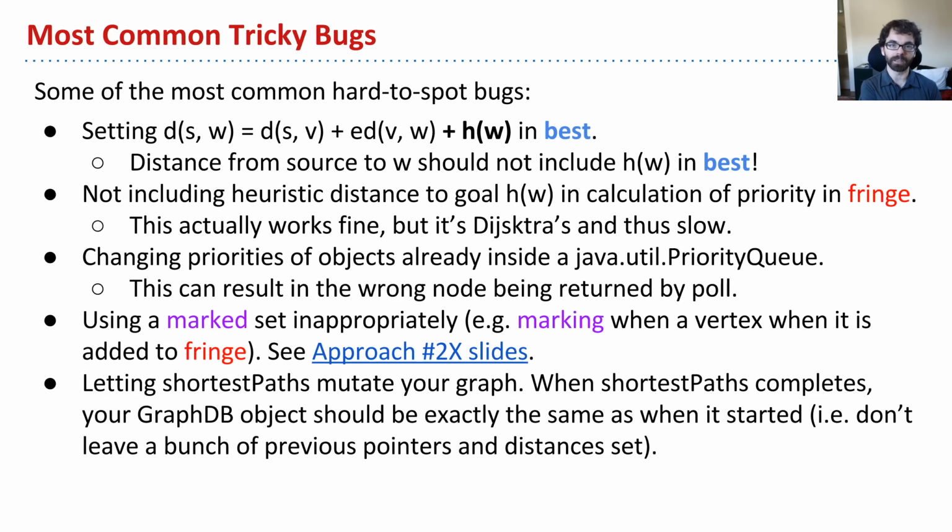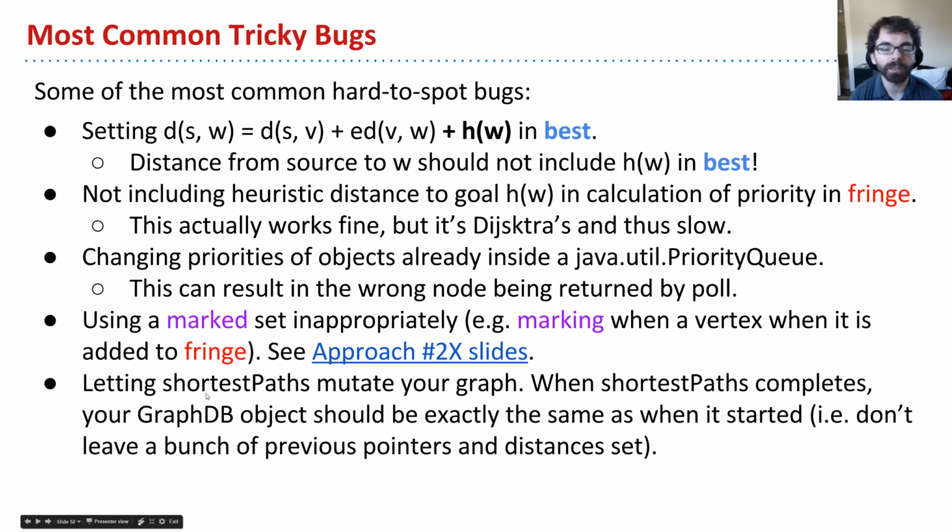explicitly changing something in your node object itself. Maybe you're changing something in best that causes the effective priority to be changed. But basically the point here is if the priority of a node inside of a Java util priority queue is changed, that can cause bad things to happen. You might get back the wrong node. Okay. Fourth, if you use a marked set inappropriately. So for example, if you mark when a vertex is added to the fringe, your code will break. And you can see here if you did that in the approach 2x slides.